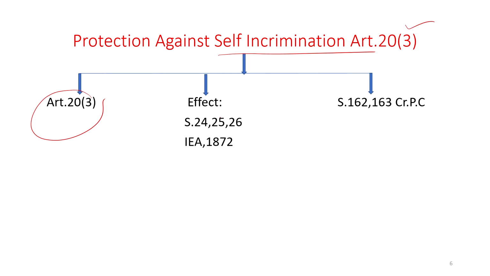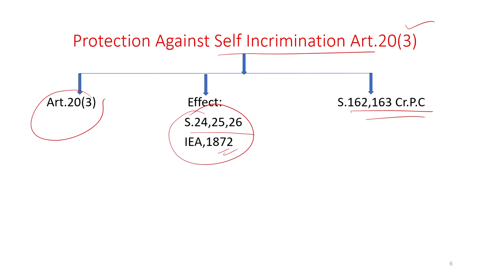Effect: where a compulsive statement is obtained by the investigating officer, what would be the effect of that statement is provided in Sections 24, 25, 26 of the Indian Evidence Act and Sections 162, 163 CrPC. No inducement or threat shall be given by the investigating officer to the accused.